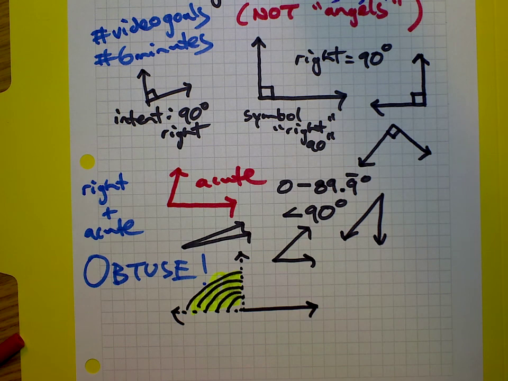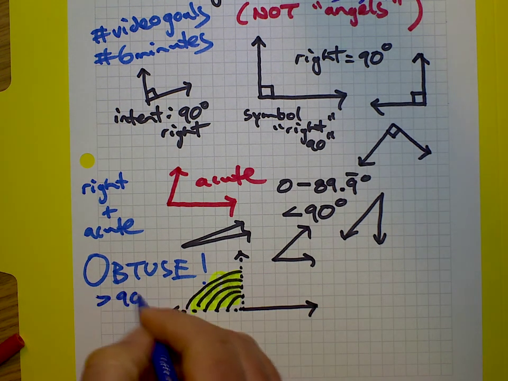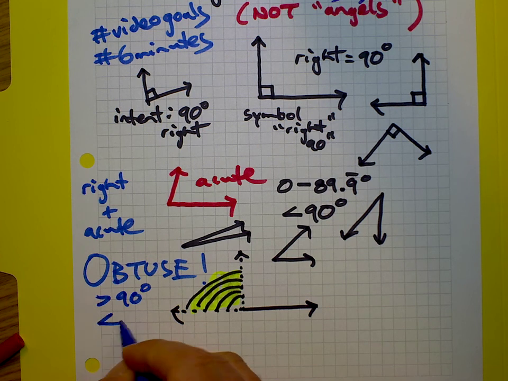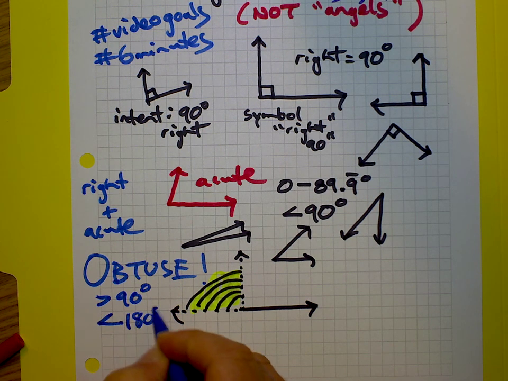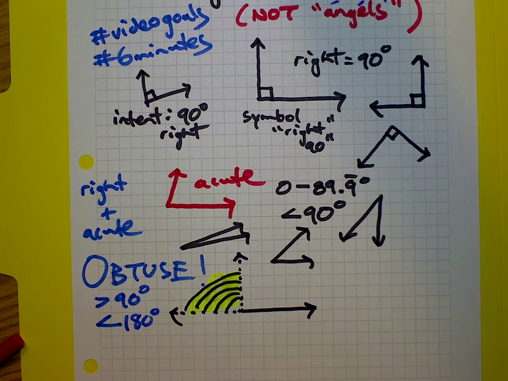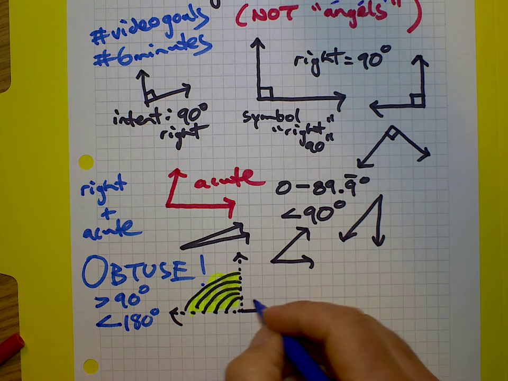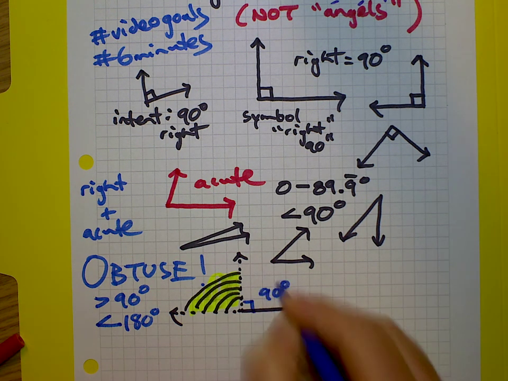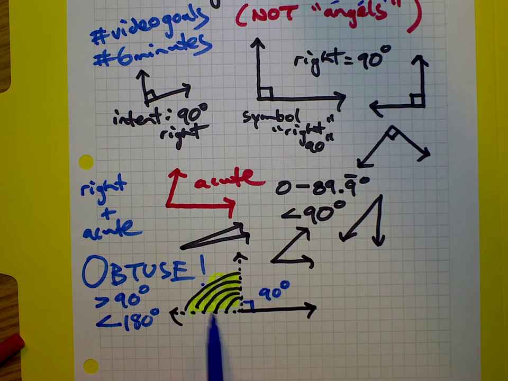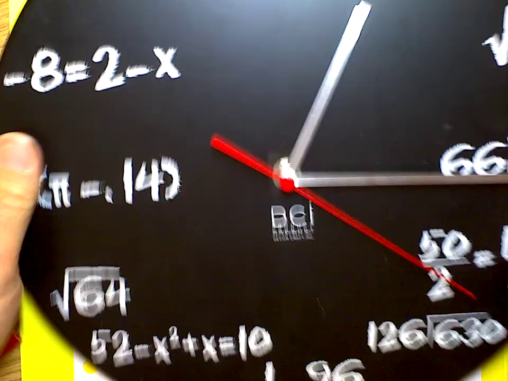Anything in there, okay? So obtuse, greater than 90, less than 180, okay? Which means if I just take a right angle, which is 90, and add an acute angle to it, it's going to be an obtuse, easily. I can add two acute angles as long as they add up to more than 90, and I'll get an obtuse. Okay, so now it's time for a little quiz.